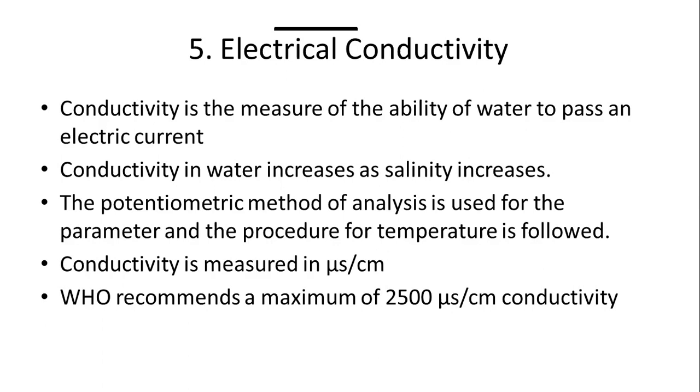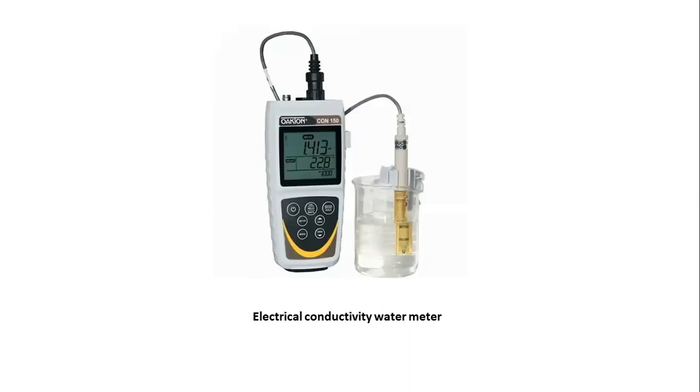So the potentiometric method of analysis is used for this parameter, and the procedure for temperature is followed. As you had done before, as you get your pH readings, you can get your temperature readings as well, and you can get your conductivity readings. Conductivity is measured in microsiemens per centimeter, and WHO recommends a maximum of 2,500 microsiemens per centimeter for drinking water. What you have here is almost the same thing as you had before. So with this equipment, you can just get the reading directly from the sample you have.